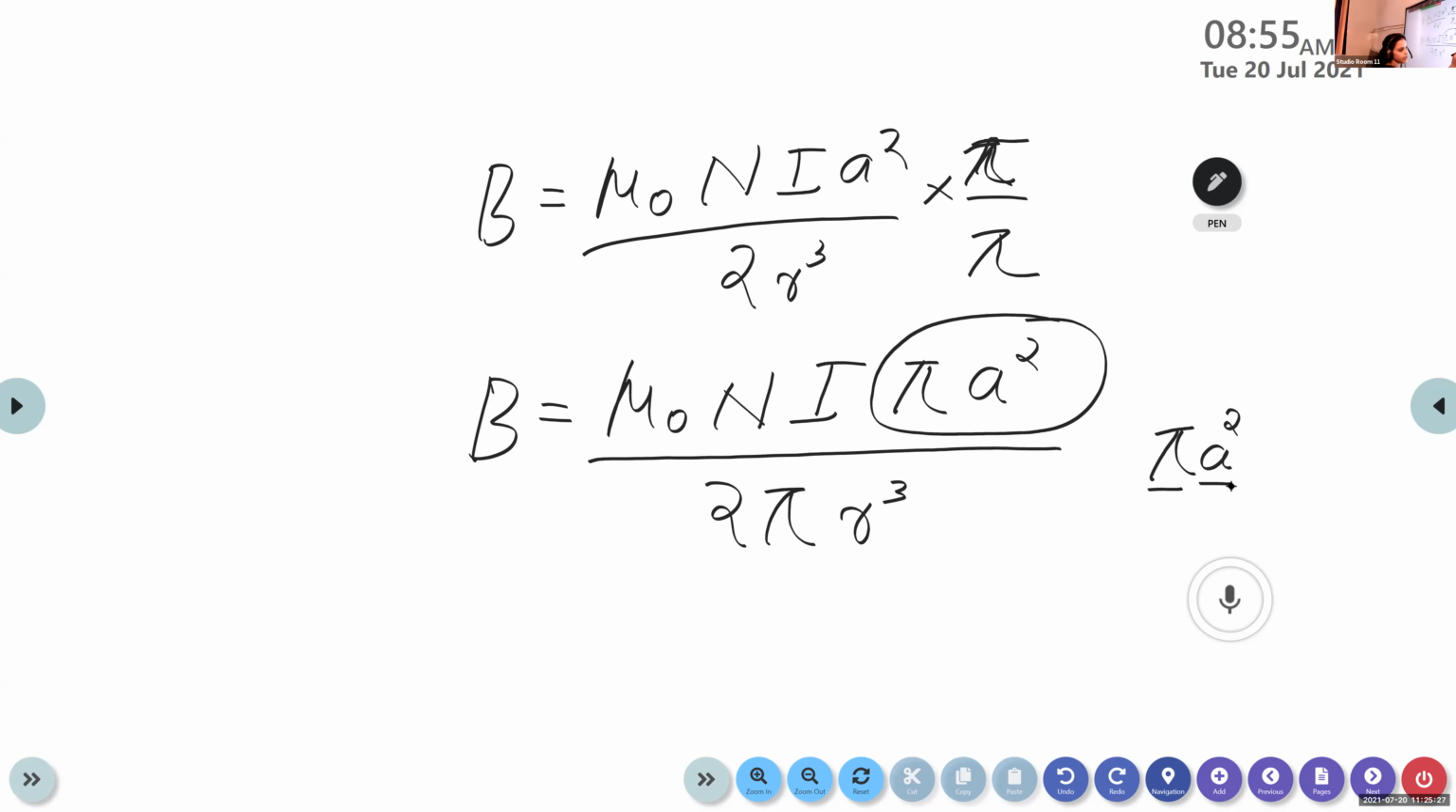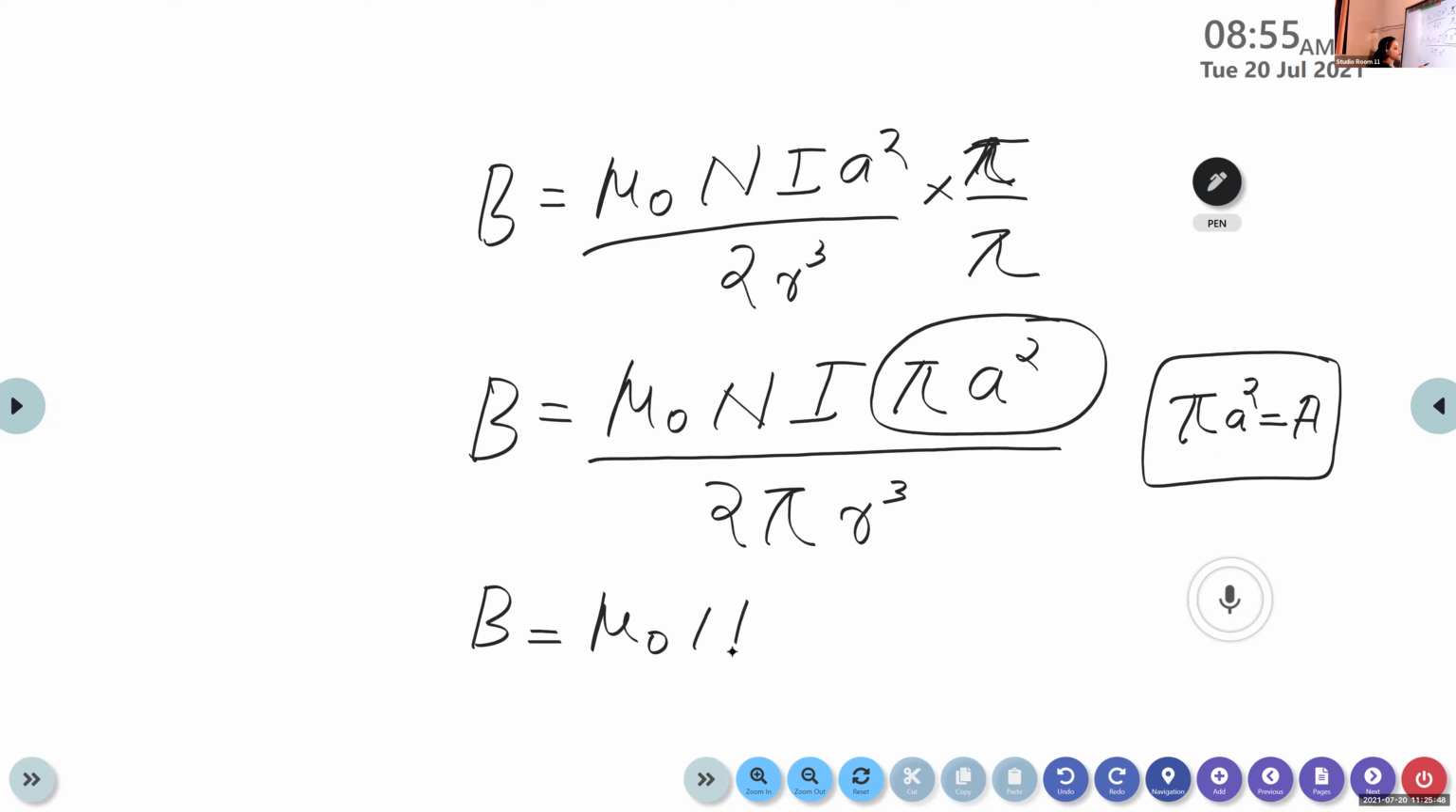So here the term pi a square is pi r square, instead of r, here we consider a. That's the only difference. So pi a square is the area, capital A. So the equation becomes B is equal to mu 0 n I capital A divided by 2 pi r cube.